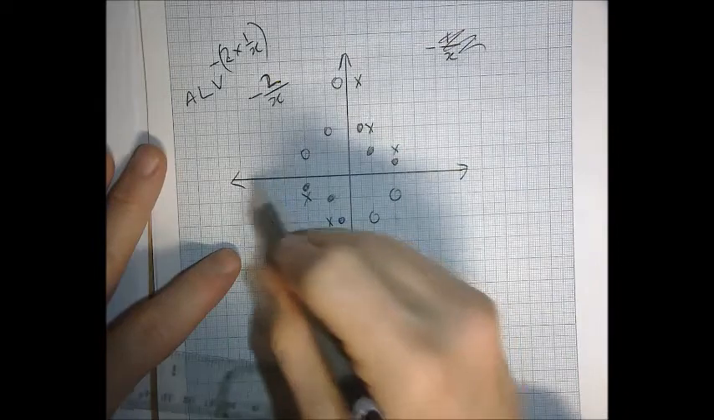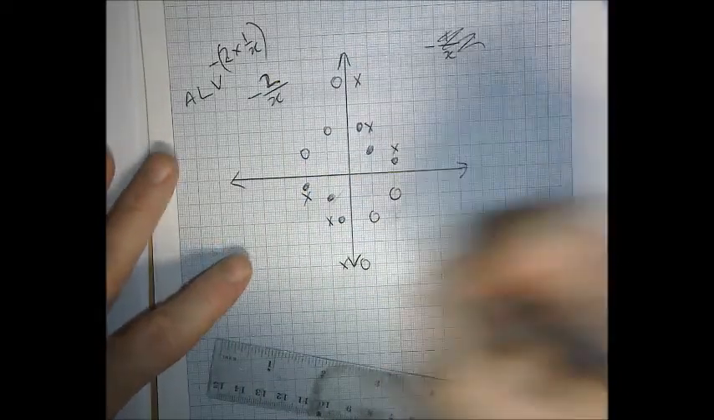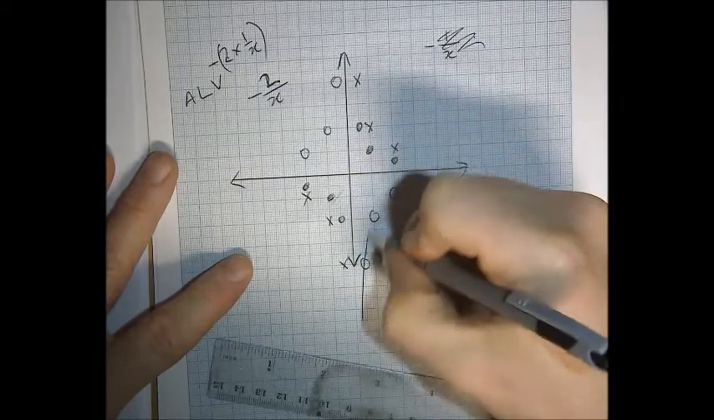The asymptotes were the x-axis and the y-axis. They're still the asymptotes. So here is the final black graph.